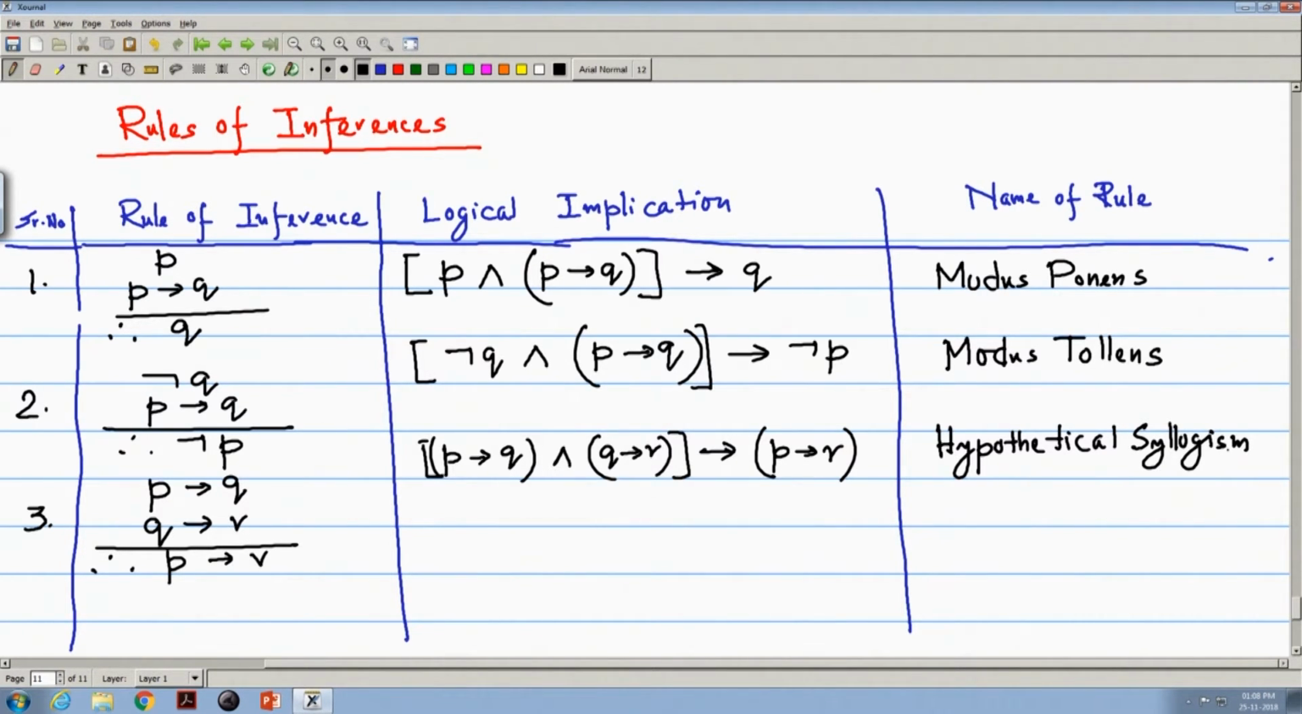Now, the fourth rule tells that P or Q and negation P, P or Q and negation P, gives therefore Q only.